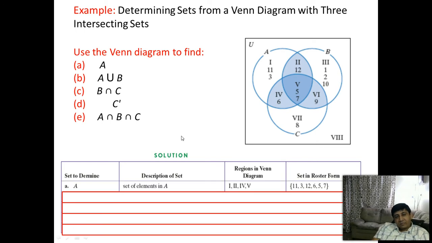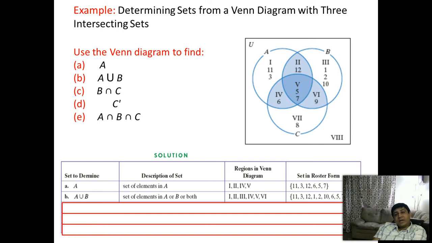For example, if we are talking about set A, set A is this circle A. This means all elements in circle A, and in the Venn diagram it consists of regions 1, 2, 4 and 5. If you want to put it in listing form or roster form, you list all these numbers: 11 and 3 in region 1, 12 in region 2, 6 in region 4, and 5 and 7 in region 5. Those are the elements in set A.